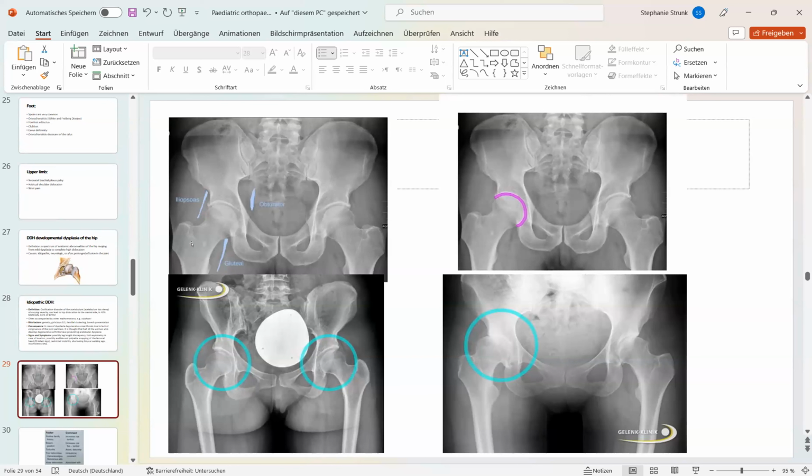Here also you can see the muscles. Here this is a milder case. This is not as bad as this here, but this doesn't look as nice as this here. And this might still lead to early osteoarthritis.